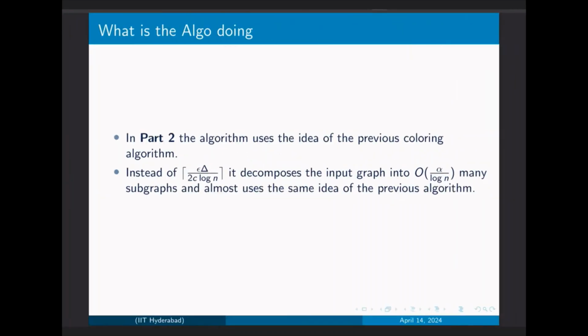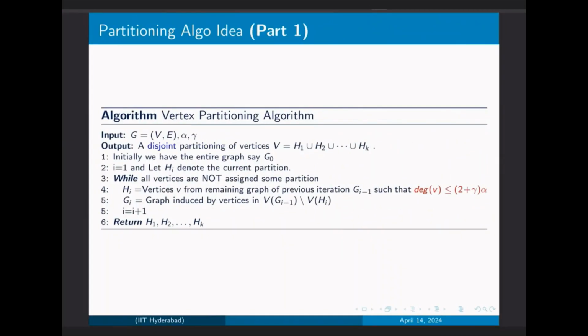In the second part, as I mentioned previously, it decomposes the graph into order of alpha by log n many monochromatic subgraphs, and uses almost the same idea as the previous algorithm to color the vertices. Now we will see each algorithm in detail. Initially, we will partition the vertices into disjoint partitions, which means the union of all of them is the entire vertex set.